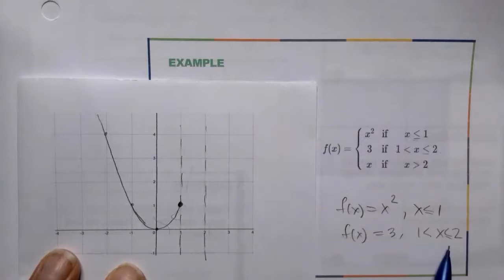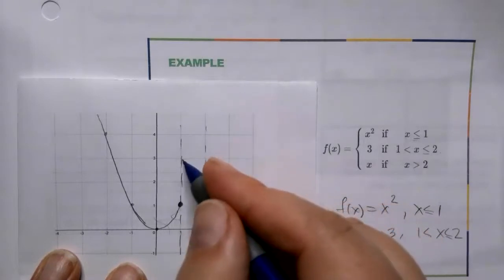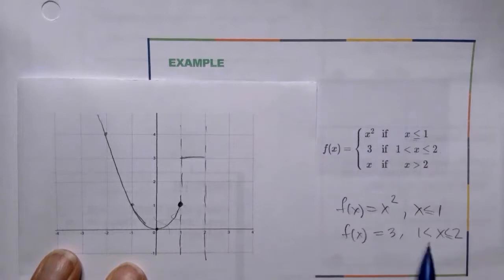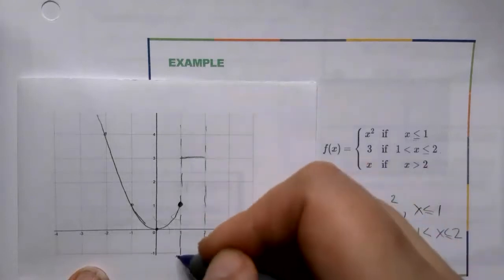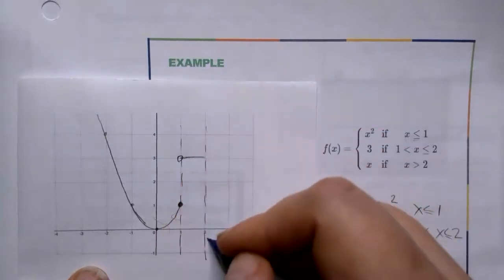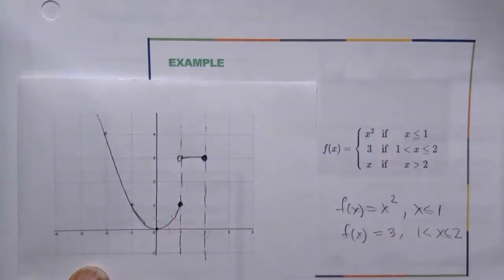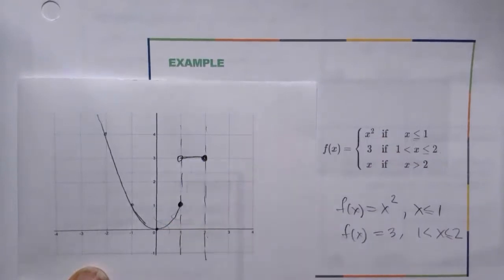So let's go to this one. f of x equals 3 is our constant function, basically our horizontal line. And do we include endpoints or not? We do not include 1, but we include x equals 2. So above x equals 1, we have an open circle. Above x equals 2, we have a closed circle. Okay, and this is our piece of the function right there.